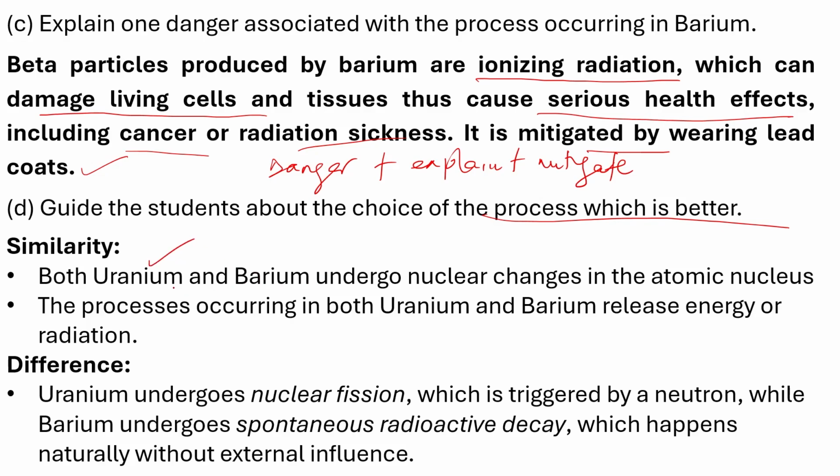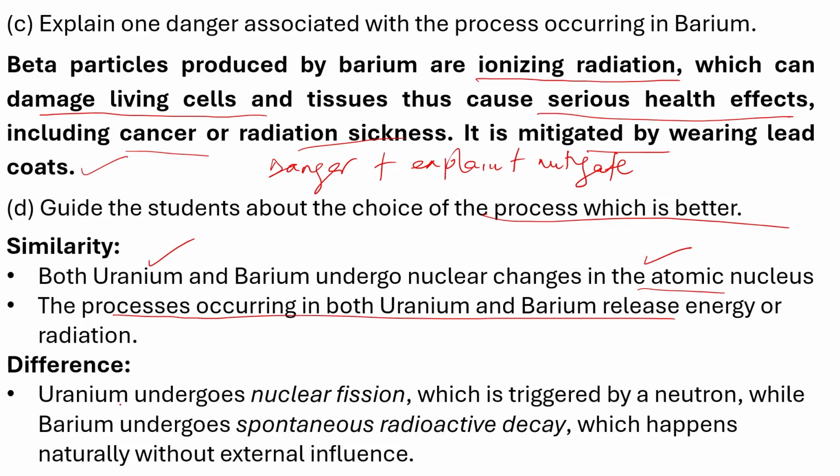Similarity and difference. Both uranium and barium undergo nuclear changes in the atomic nuclei. That's one of them. Of course, they need one. Of course, in both they release energy, but the energy in uranium will be higher.